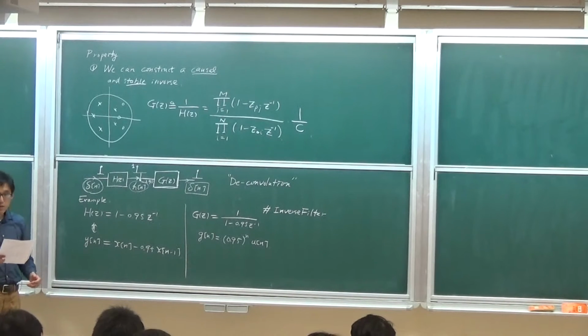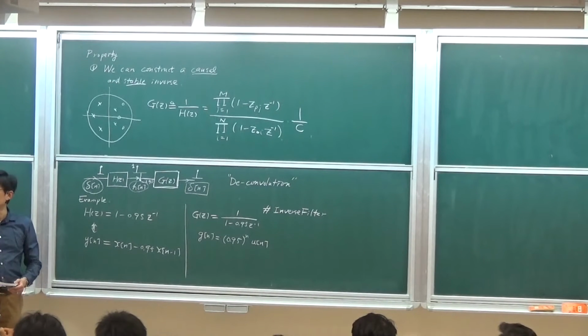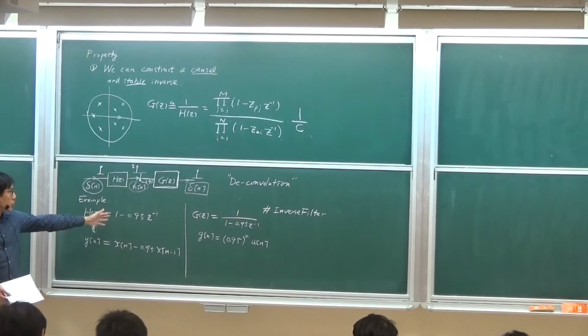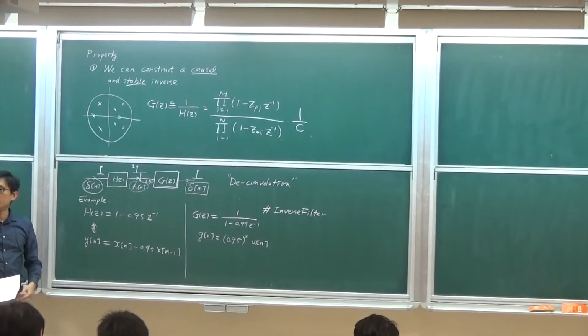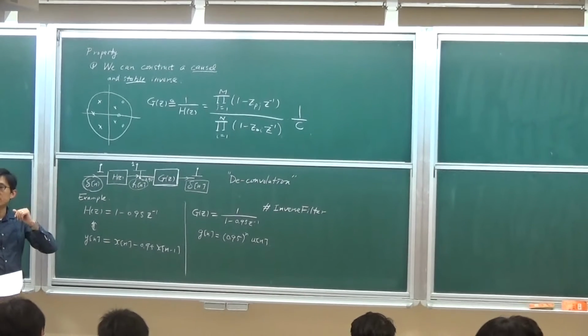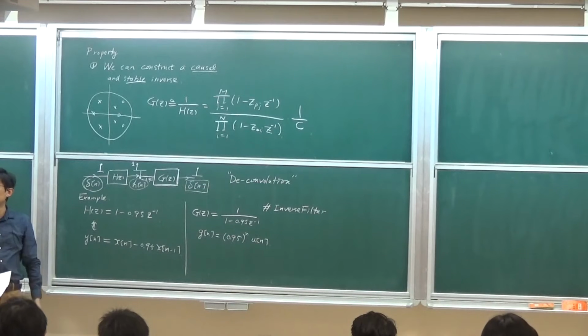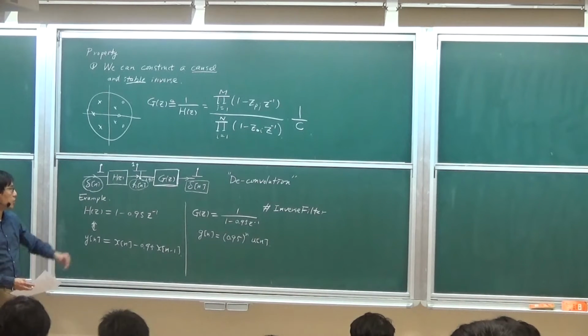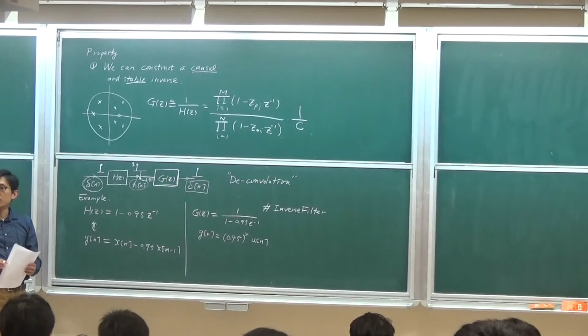However, not all systems are minimum phase. Some systems have zeros outside the unit circle, and thus they are not minimum phase. As a result, you cannot construct a causal and stable inverse for those kinds of systems. Whatever system has any zero outside the unit circle, we cannot construct a stable inverse. So what should we do then?